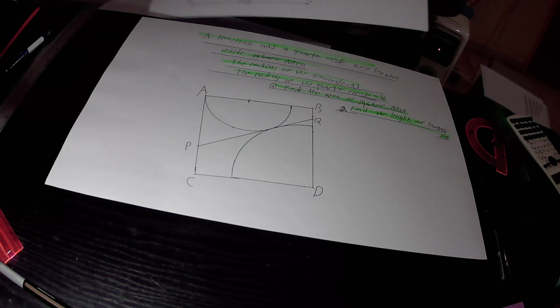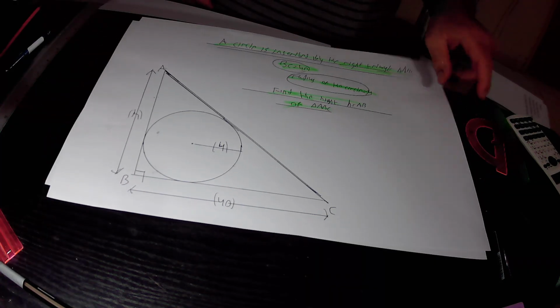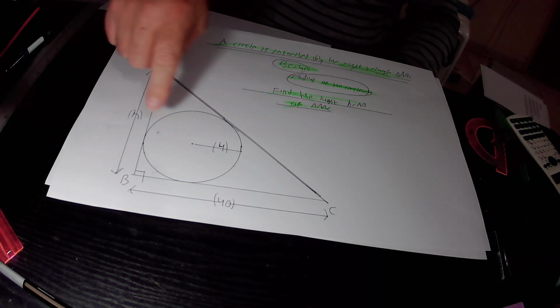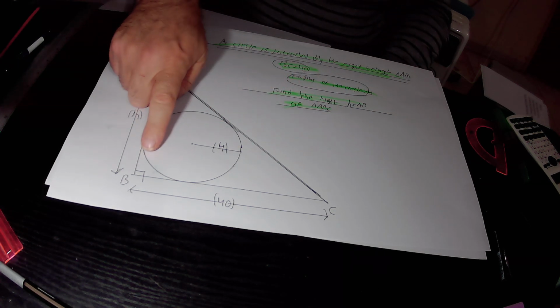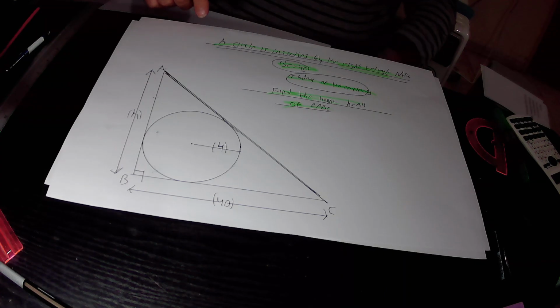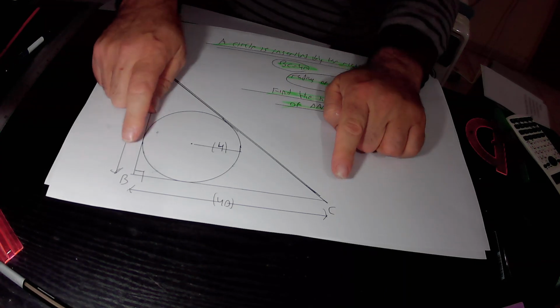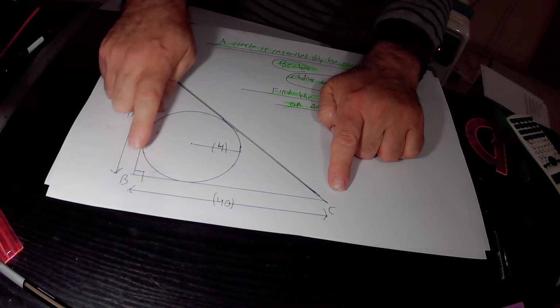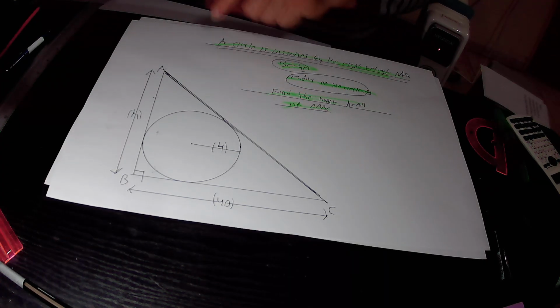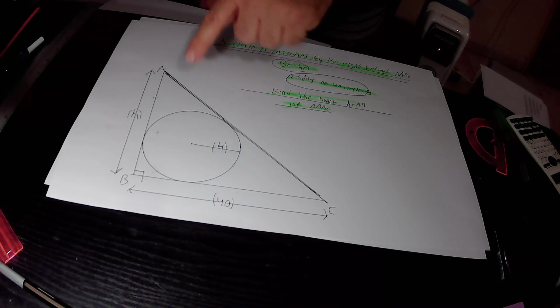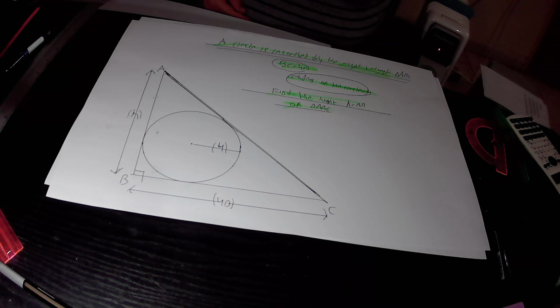So we start with the first question. In the drawing, we have a circle that is inscribed by this right triangle, triangle ABC. This is angle ABC, the right angle. You know that the base BC of this right triangle ABC equals 40 units in length. You also know that the radius of this circle equals 4 units in length. The height AB equals h, the missing side. So we have to find out the length AB equals h.